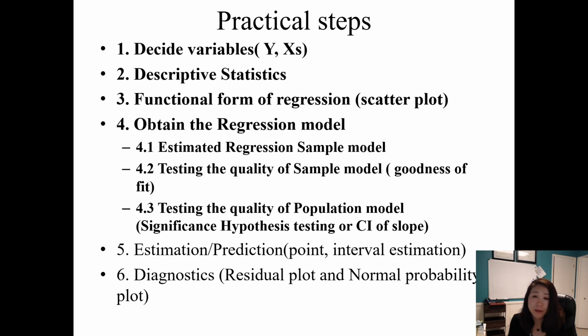Keep in mind, your ultimate goal is to use this sample model to predict what's going to happen in the population. If your sample model cannot represent the population, how are you going to use this model to predict the population? That's why 4.3 is very important. You're going to use two potential methods, significance hypothesis testing or the confidence interval of the slope, to test if your sample model can be used to represent the population model. After those 3 steps, if you do get a good sample model that represents the population, then we can move to step number 5.